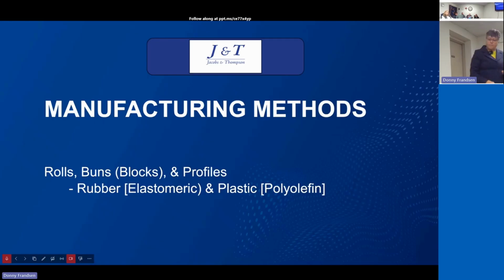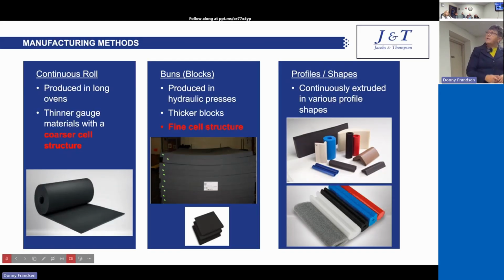Presentation. I wanted to show you how some of these foams are made. They're made in either rolls, continuous rolls, which your company likes to call extrusions. Buns or blocks are in the middle, and they're typically thicker and have a final cell structure, and then sometimes they can be made in profiles or shapes. And again, all of this is rubber and plastic. A lot of my presentation and my samples are all about rubber, but the same holds true for plastic also.